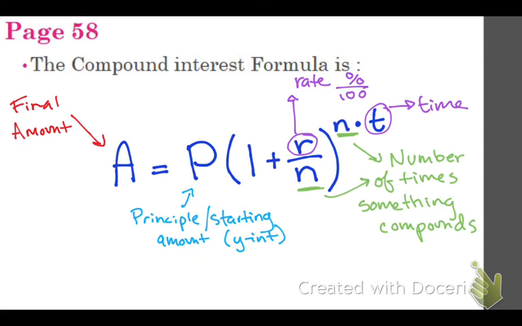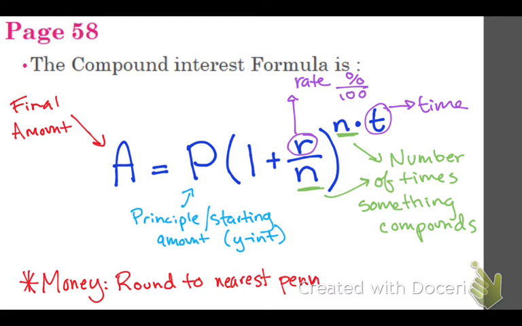And because interest is all about money, we've got to remember that when we use money, how many decimals do we round to? What's the smallest amount of money we can have? A penny. And a penny is going to be in our second decimal place, our hundredths place. So we're going to round to the nearest penny when we write our answers, and write 2 decimals.